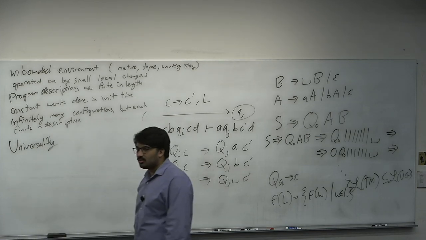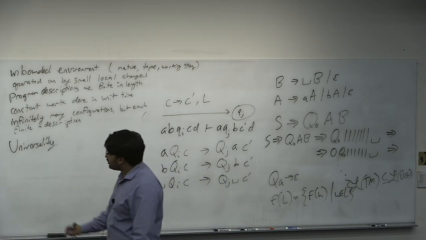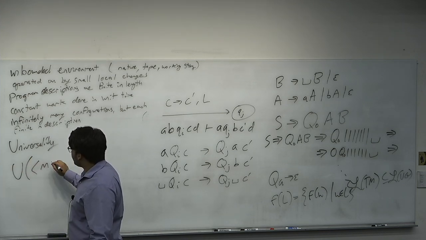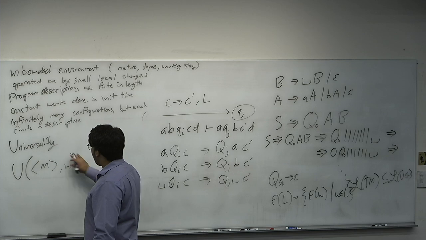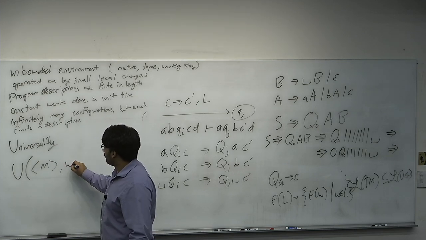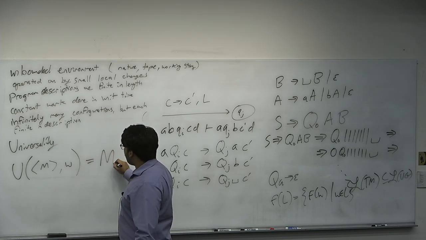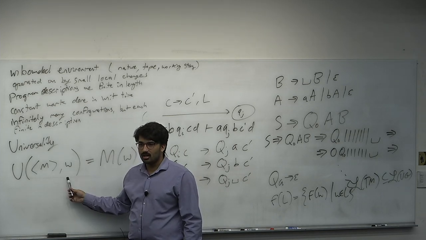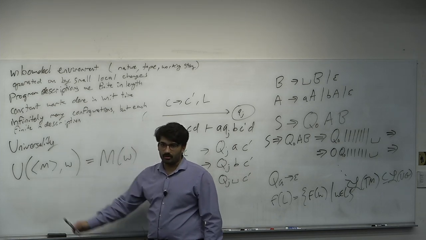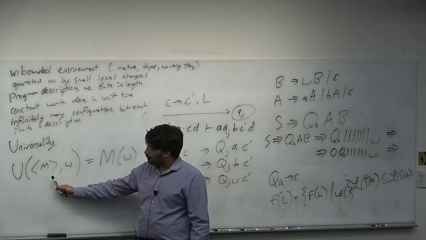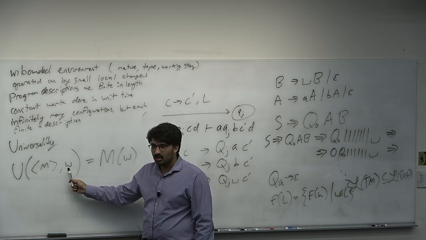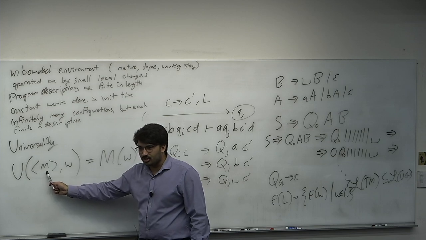A Turing machine, we said yesterday that there exists a universal Turing machine, U, which takes as input ⟨M⟩ and a word W, and outputs M on W, right? This is a machine that takes in two strings and simulates one on the other. So M is some machine, ⟨M⟩ is the code of a machine, W is some word. This is a universal machine.